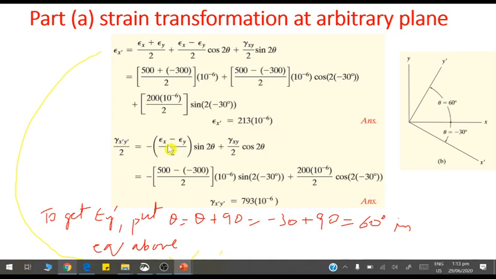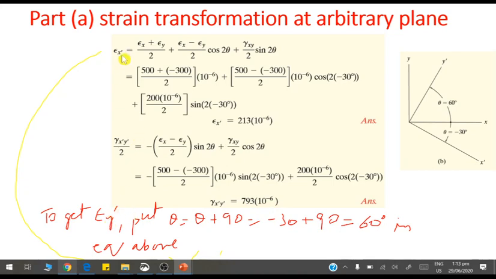And gamma x prime y prime by 2 is equal to minus epsilon x minus epsilon y by 2 times sine 2 theta, plus gamma xy by 2 times cos 2 theta. Putting the values, the result will be gamma x prime y prime equal to 793 times 10 to the minus 6.